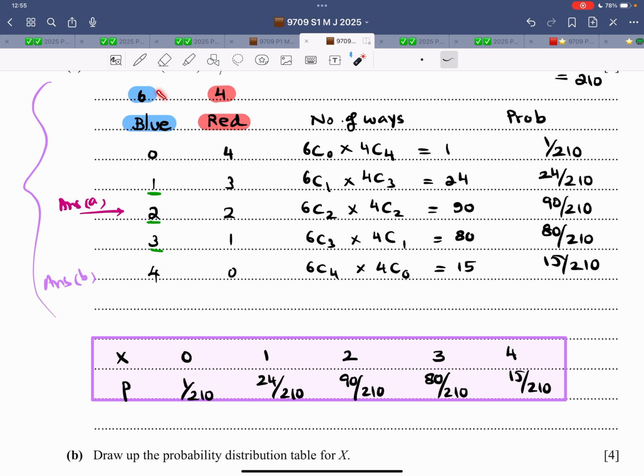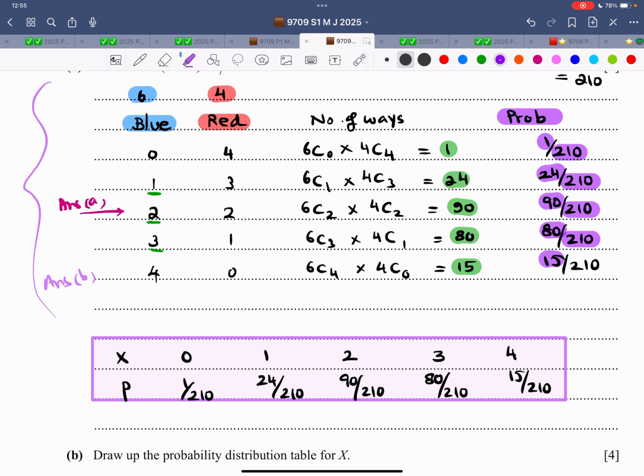Very simple. 6C0, 4C4. 6C1, 4C3. 6C2, 4C2. 6C3, 4C1. 6C4, 4C0. Everything is written separately. This is the number of ways. So therefore, we have these ways, that is 1, that is 24, that is 90, that is 80, that is 15. But if they are asking us the probability, then we have to do the division. 1 over 210, 24 over 210, 90 over 210, 80 over 210, 15 over 210.